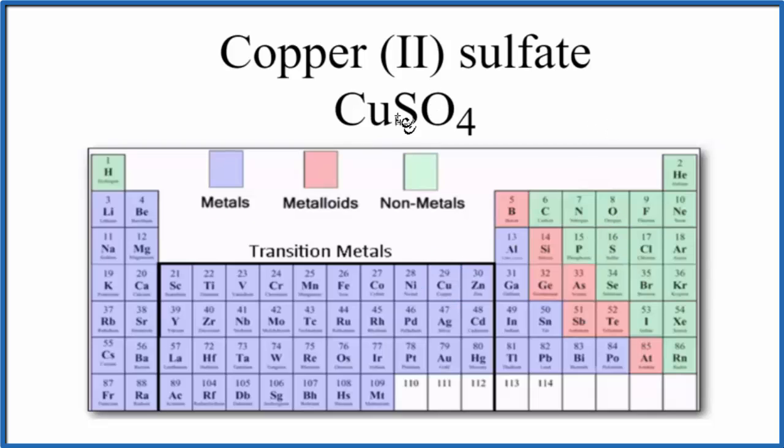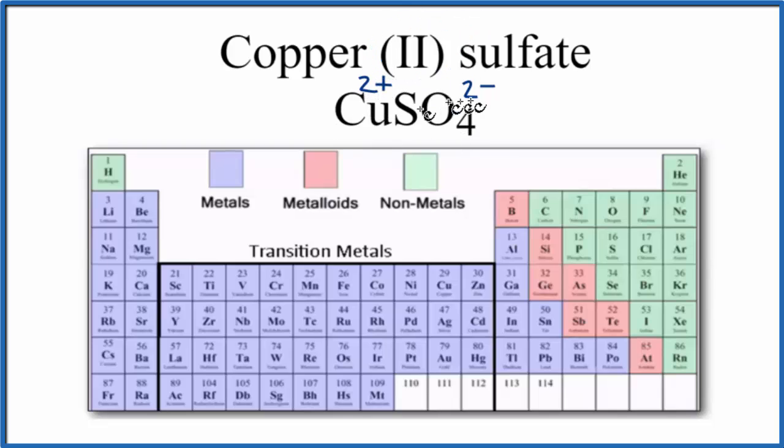Copper is a transition metal, so we really can't tell just by looking at this compound. We need to look at what it's bonded to. It's bonded to the sulfate ion, which is a polyatomic ion. This entire sulfate ion, a good one to remember, has a 2- charge. The copper, therefore, has to have a 2+ ionic charge. That's why it's called copper(II).